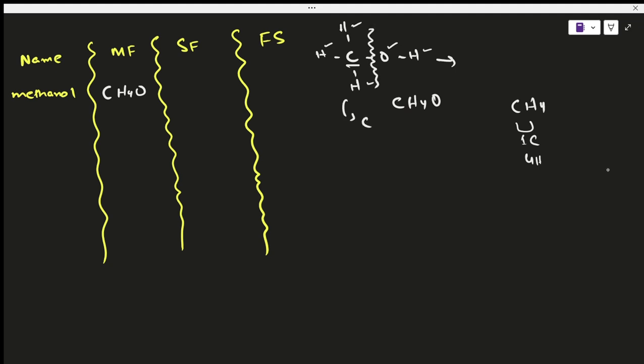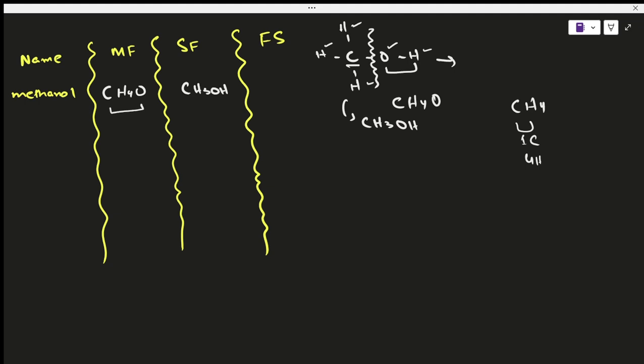Right, you've got a CH3 and you've got an OH. So this is your structural formula. Did you notice the difference? The difference is that at this part we were just counting the molecules, right? We were counting different atoms in the molecule.